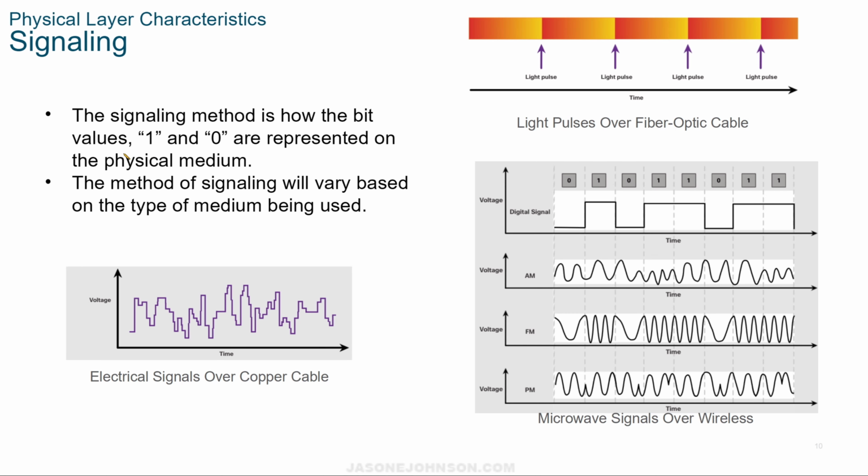The signaling method is how the bits of ones and zeros, or values of ones and zeros, are represented on the physical medium. The method of signaling will vary based upon the type of medium. Light pulses will go across a fiber optic cable. Wireless will look more like this when we look at it on a graphic. They will look more like this, wavelengths. And digital will be more boxy.